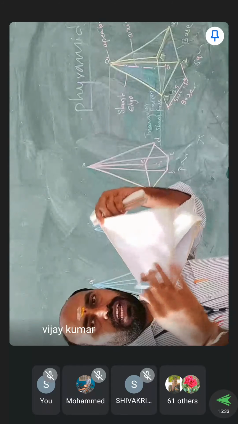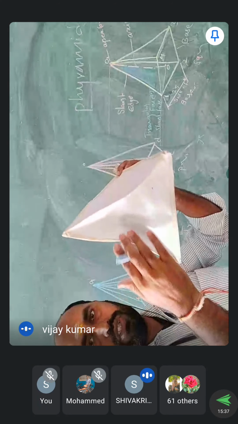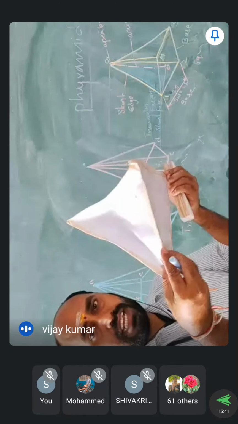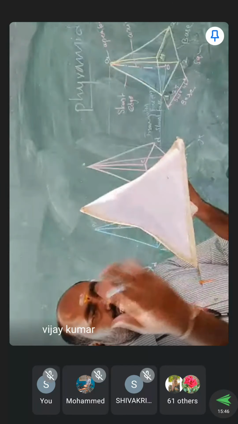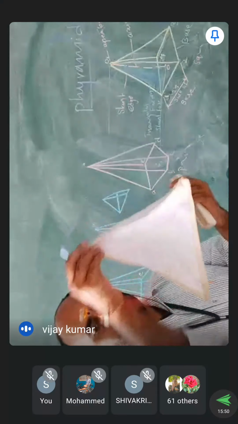But how many equilateral triangles are there? 1, 2, 3, 4. Totally 4 equilateral triangles are there. So every edge is exactly equal to 40. Whether he is asking 40 or 50 or 30, whatever it is, you can consider that for the height.